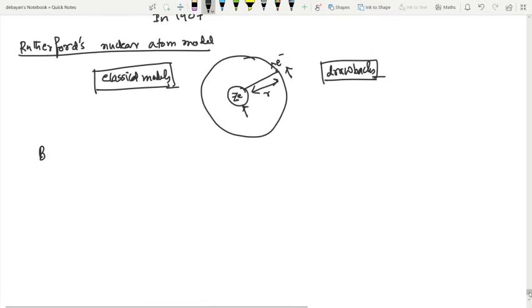So there are three postulates that will come in, that is the Bohr's first postulate.